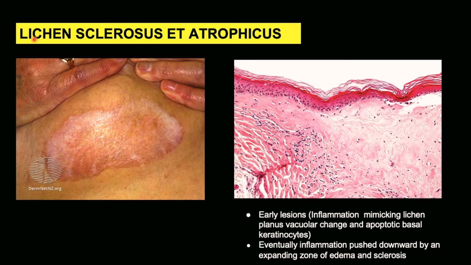So the first one is lichen sclerosus et atrophicus, and clinically this is just an atrophic lesion that initially had inflammation, and on histology you will see in early lesions inflammation mimicking lichen planus, vascular changes and apoptotic basilar keratinocytes. As the lesion progresses, the inflammation will be pushed down, and there will be a zone of edema and sclerosis occupying the superficial dermis.